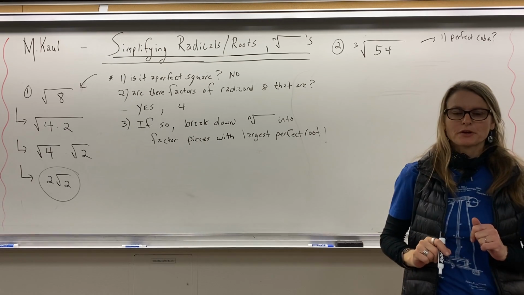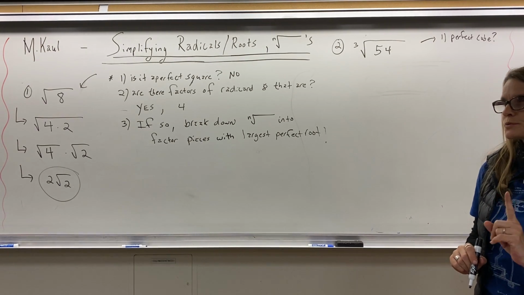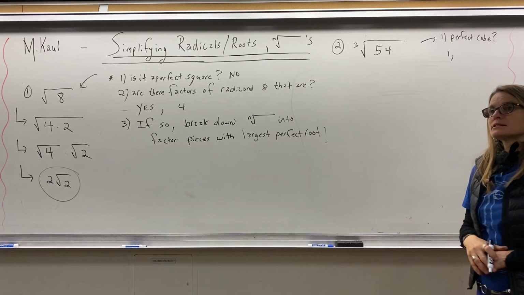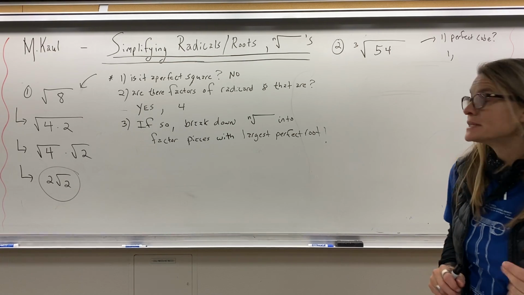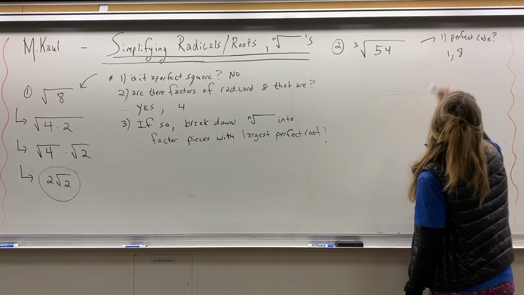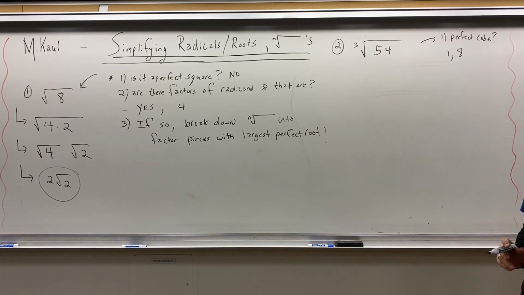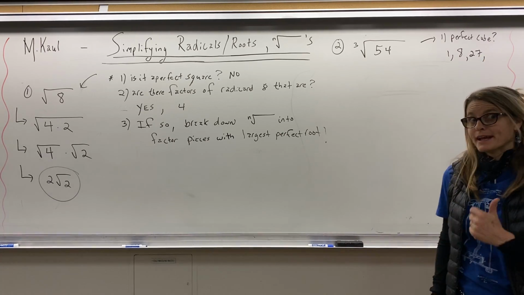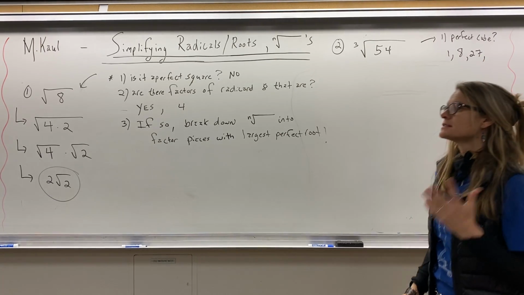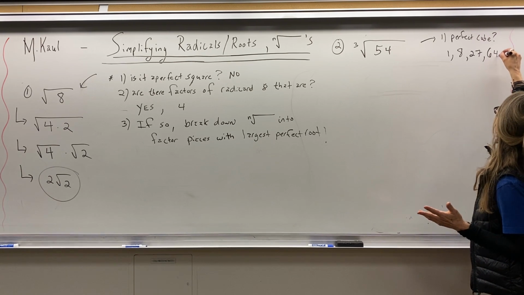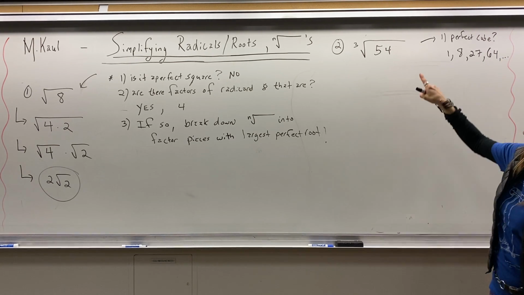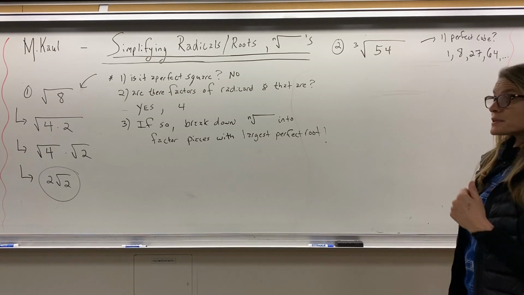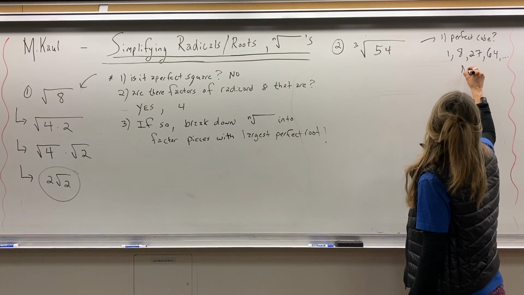Well, let's think of our perfect cubes. We know 1 times 1 times 1, multiplied by itself 3 times, is 1. Let's look at our next number. 2 times 2 times 2 is 8. That's a perfect cube, so no. Let's see. 3 times 3 times 3 is 27. That's our next perfect cube. And next is 4 times 4 times 4, which is 64. Okay, we passed it, right? 54 is much smaller than 64. So we know that 54 is not a perfect cube. So the answer is no.